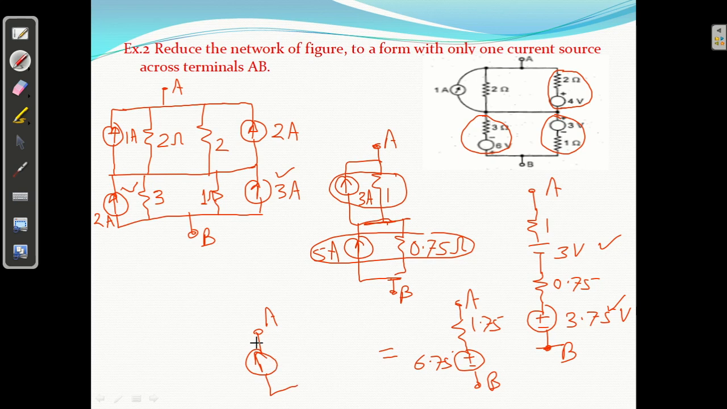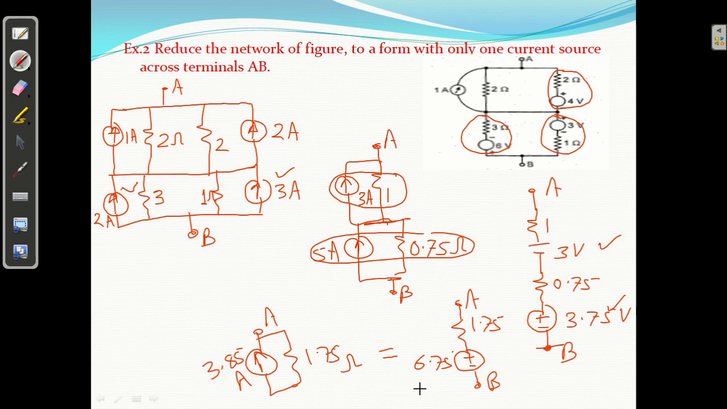Okay, and this resistance will come in parallel. So what is the resistance? 1.75, and what will be the value of the current source? I equal to V upon R. 6.75 divided by 1.75. I am getting 3.85 ampere. So that is the answer. I am getting 3.85 ampere and 1.75.